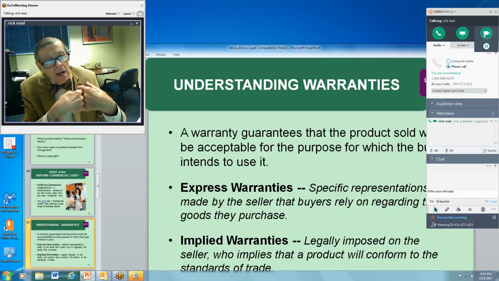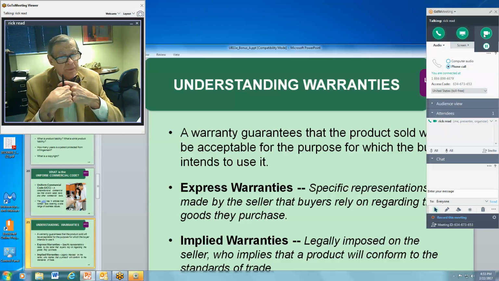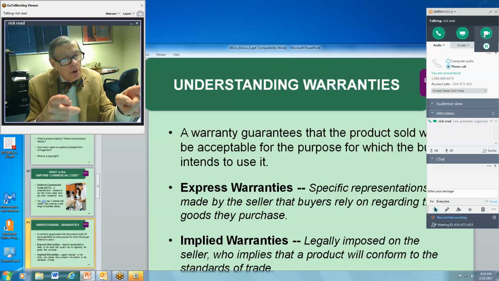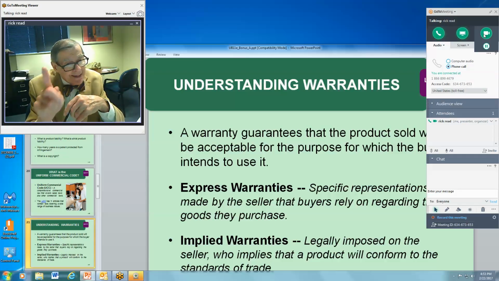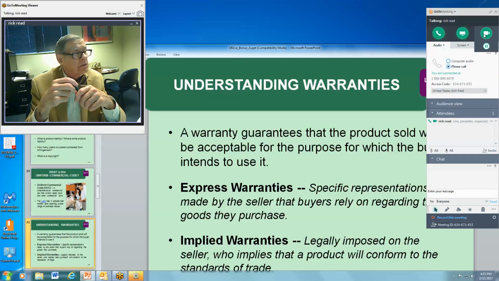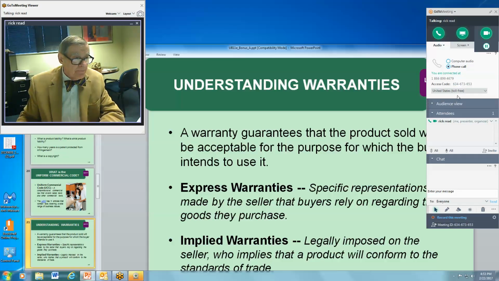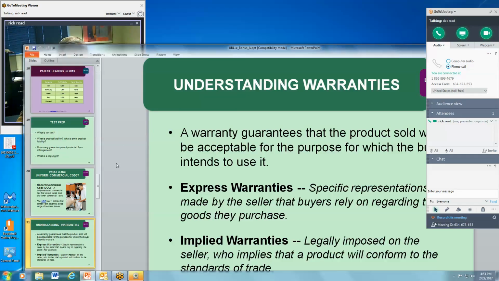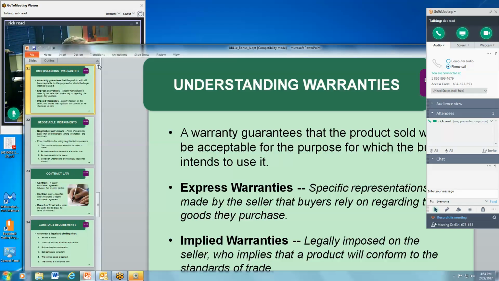An implied warranty is much different. It is not clearly stated as an express warranty is. It is imposed upon the seller, who implies, notice, again implies, that the product will conform to the standards of trade. So we really have to pay attention to that, because that can cause us some difficulty if we don't.